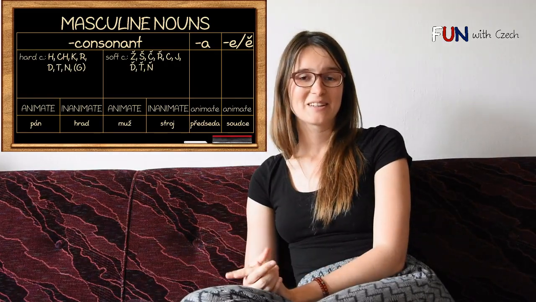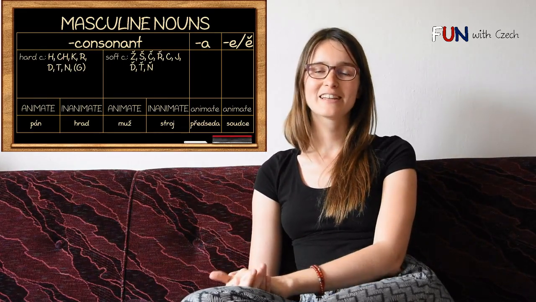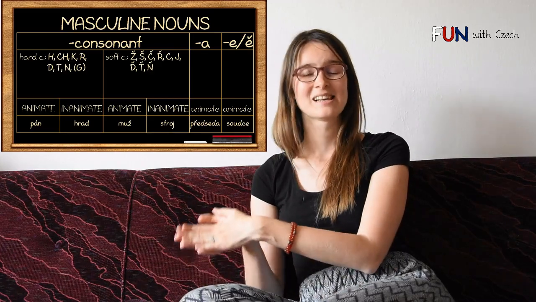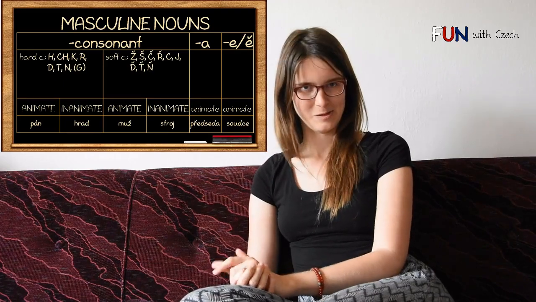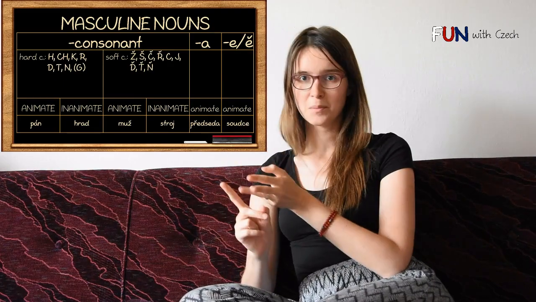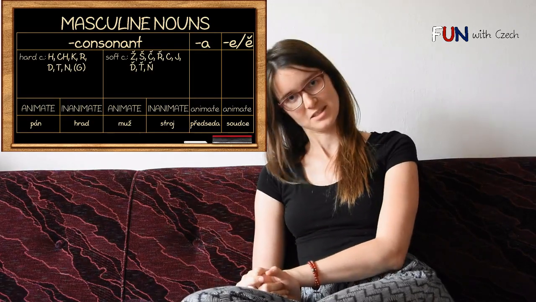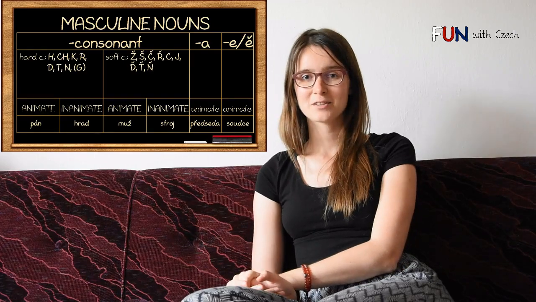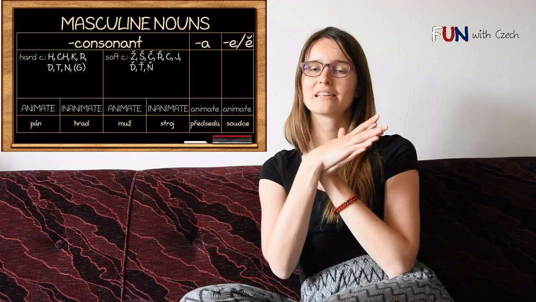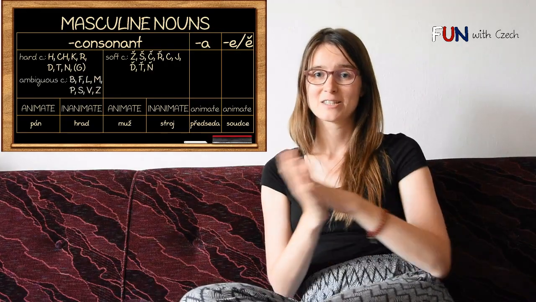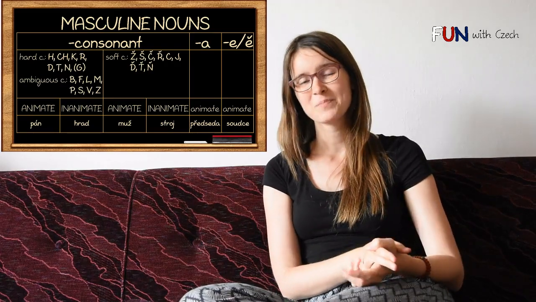The rest are the ambiguous consonants, the ones that have not decided whether they belong to the hard ones or the soft ones. So we have to be a little bit careful with those. Those are b, f, l, m, p, s, v, z. In the case of the masculine nouns, these ambiguous consonants usually go together with the hard consonants. So they form the nouns of the same group.